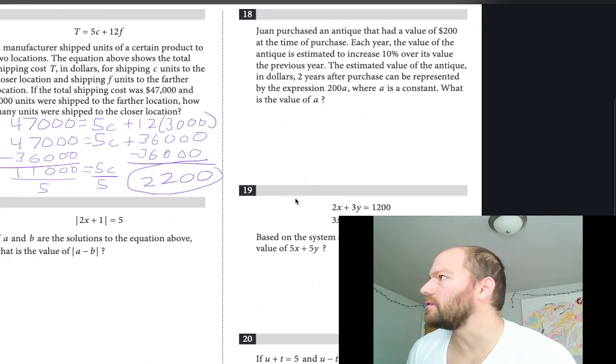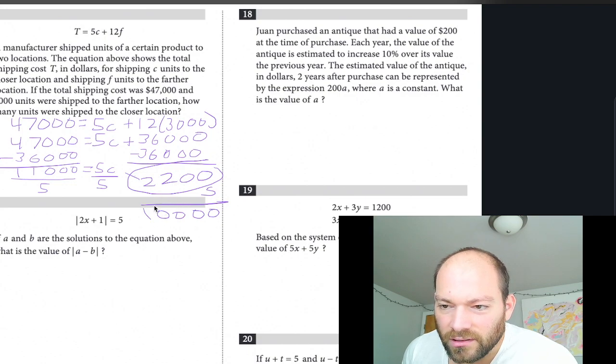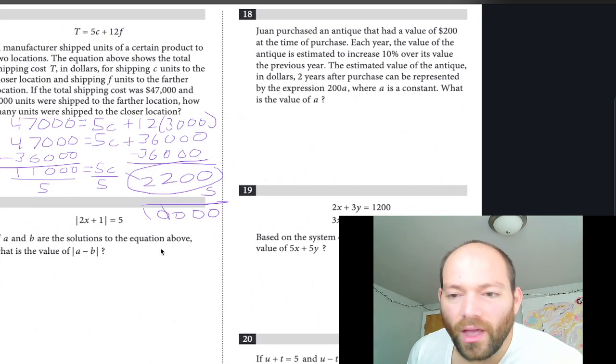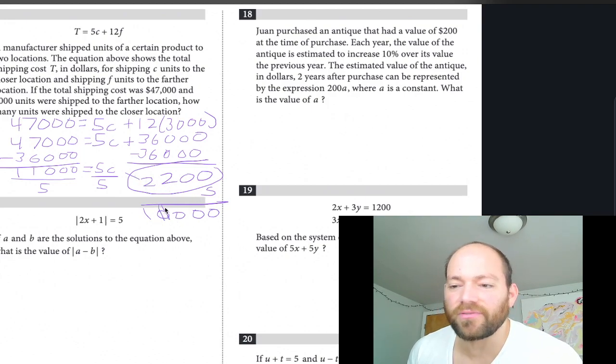It certainly should be. Let's just do a little check. 5 times 0 is 0. 5 times 0 is 0. 5 times 2 is 10. 5 times 2,000 is 10,000, and 5 times 200 is 1,000, so 11,000. That's what happens. We're good.